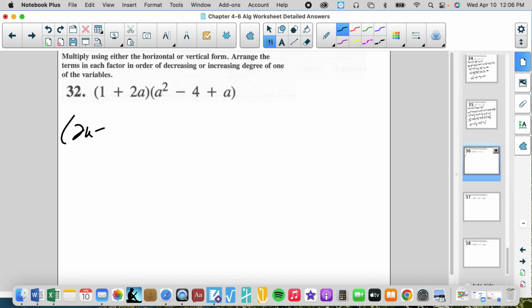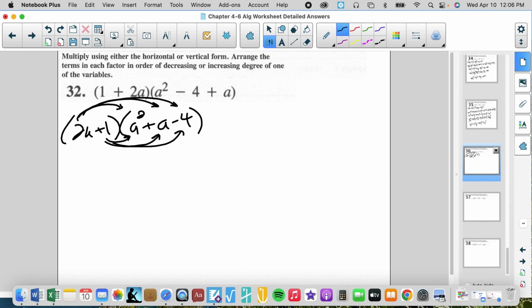Rewrite it, 2a plus 1, a squared plus a minus 4. 2a times a squared. All right, let's do this. Just because we got some more, I'm going to do this process instead of writing it. I'm going to talk it out and say each of these products. I'm not going to write them. I'm just going to say them.